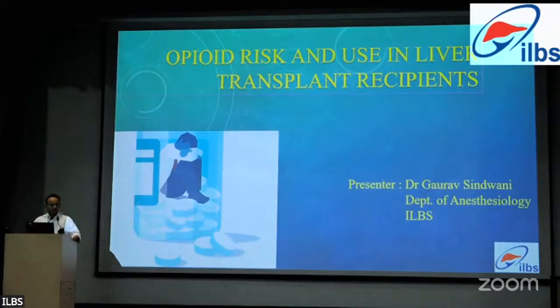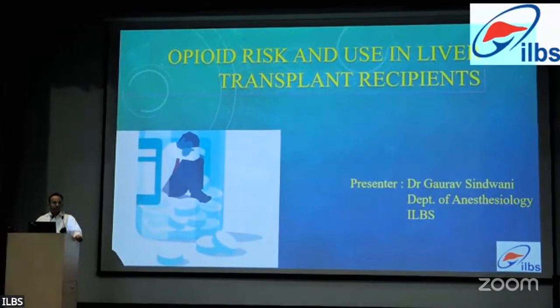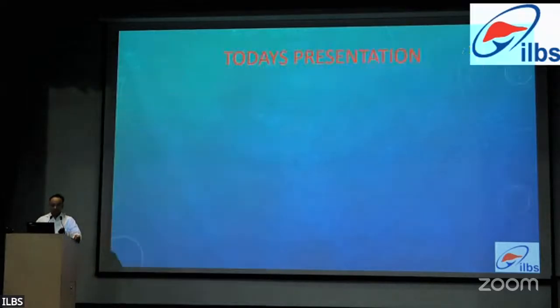So it becomes very, very important to have a balance between adequate analgesia and opioid-related side effects such as respiratory depression, prolonged ventilation, and long-term dependence on the opioids. Therefore, opioid stewardship in liver transplantation is not merely a strategy, but it is also an ethical responsibility of the anesthesiologist and the complete team because it is going to have a direct impact on the liver transplant outcomes.